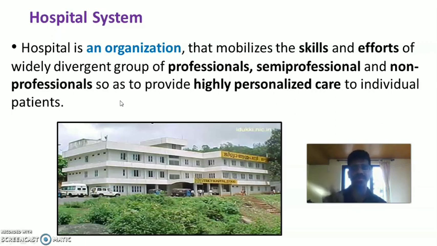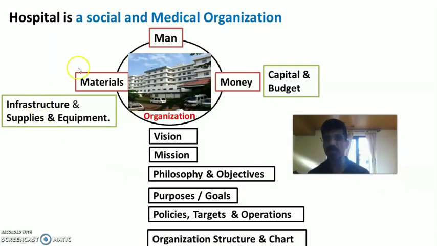So hospital is an organization which mobilizes the skills and efforts of widely divergent groups of professionals, semi-professionals and non-professionals, thus to provide highly personalized, comprehensive and quality care to individual patients or groups of patients. So as a concept of hospital system, hospital is an organization. That means hospital is a social and medical organization.